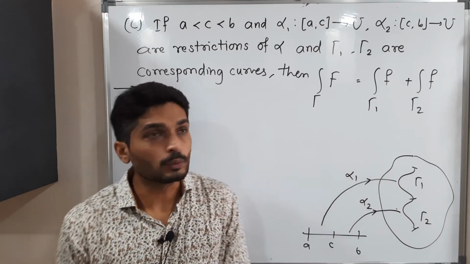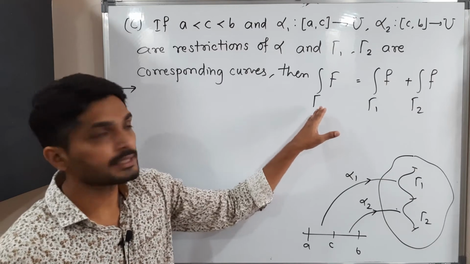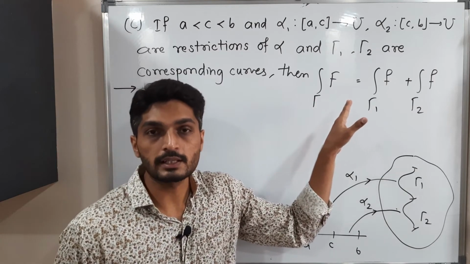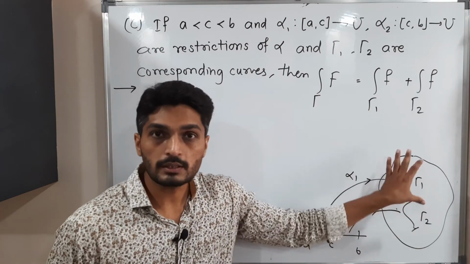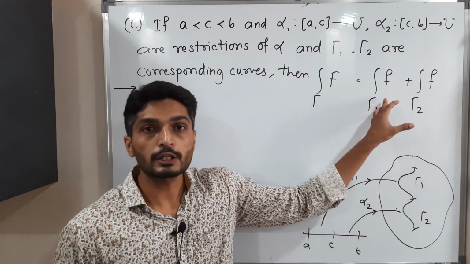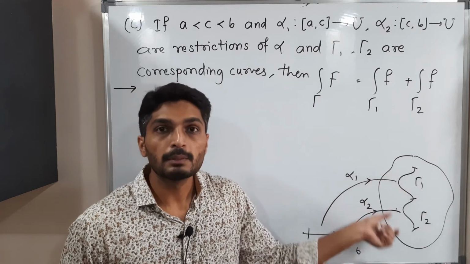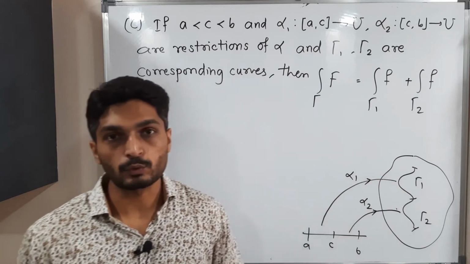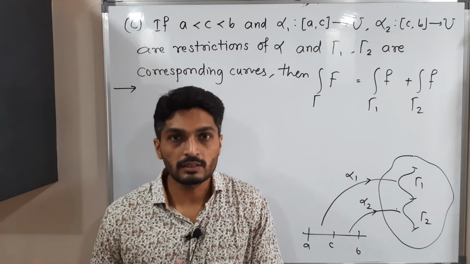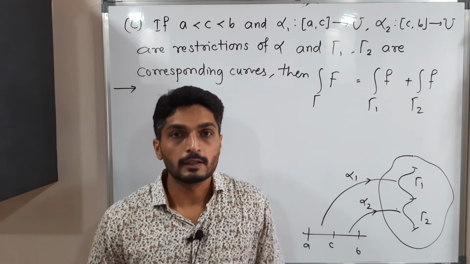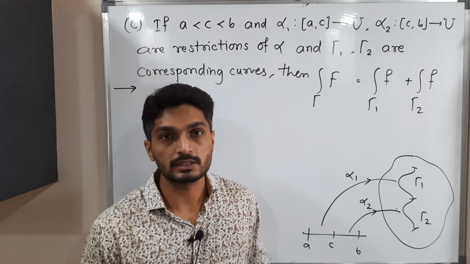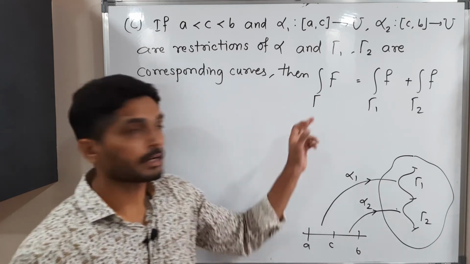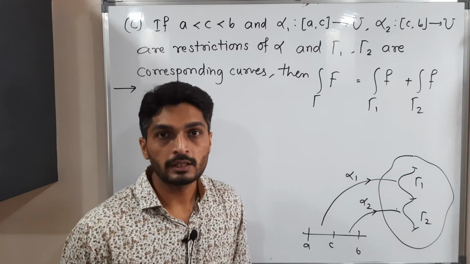So what do we have to prove? The statement is very simple and very obvious, we can easily understand. The integration of f over gamma, the complete curve gamma, is equal to the integration of f over gamma 1 plus the integration of f over gamma 2. Normally we do this with real integrals, but now for this line integral of a scalar field we also have to prove it. It's very simple. Let us start with the left hand side and try to bring the right hand side.